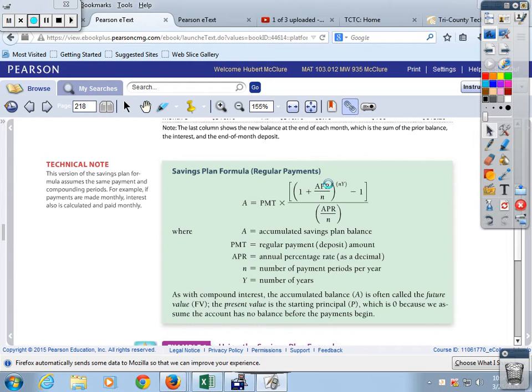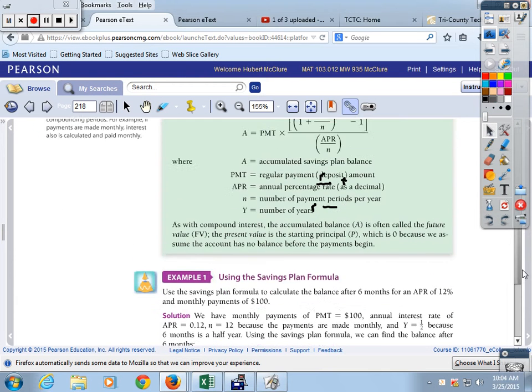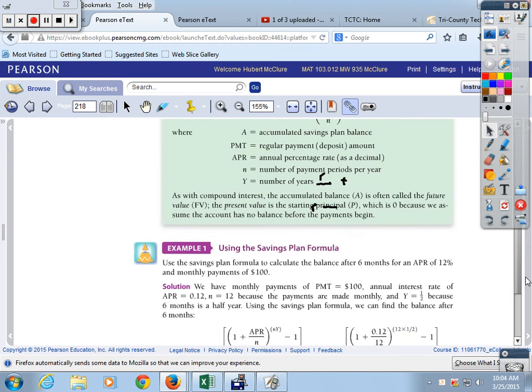So I would call that R and that R, and change that Y to a T because that's what it's usually called. So here is an example.